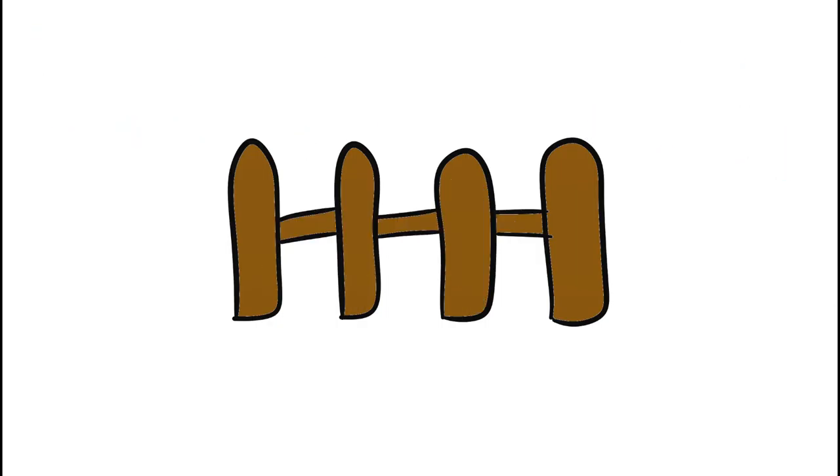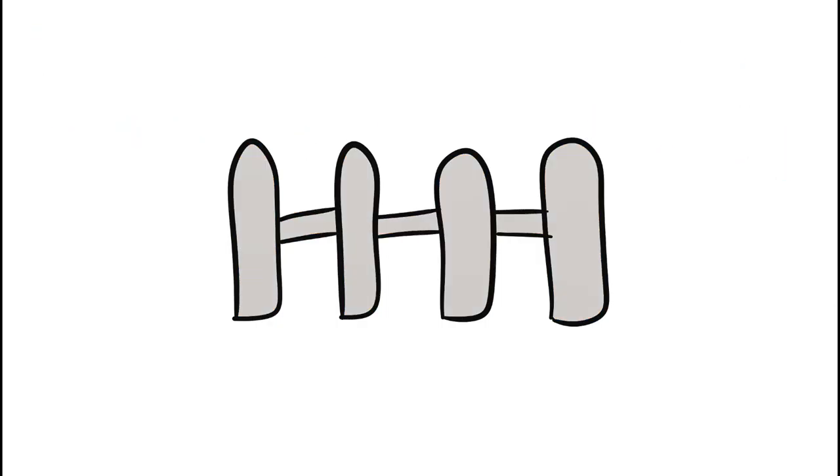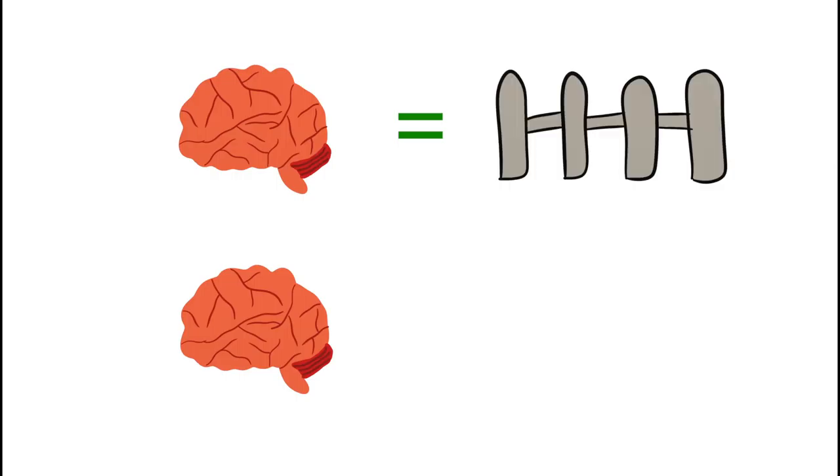No, instead you'd put an even coating of primer on the fence, then you'd put a layer of paint on it, then you'd put another layer of paint on it, and so on. It will last longer and look nicer. Your brain should be like this, not like this.